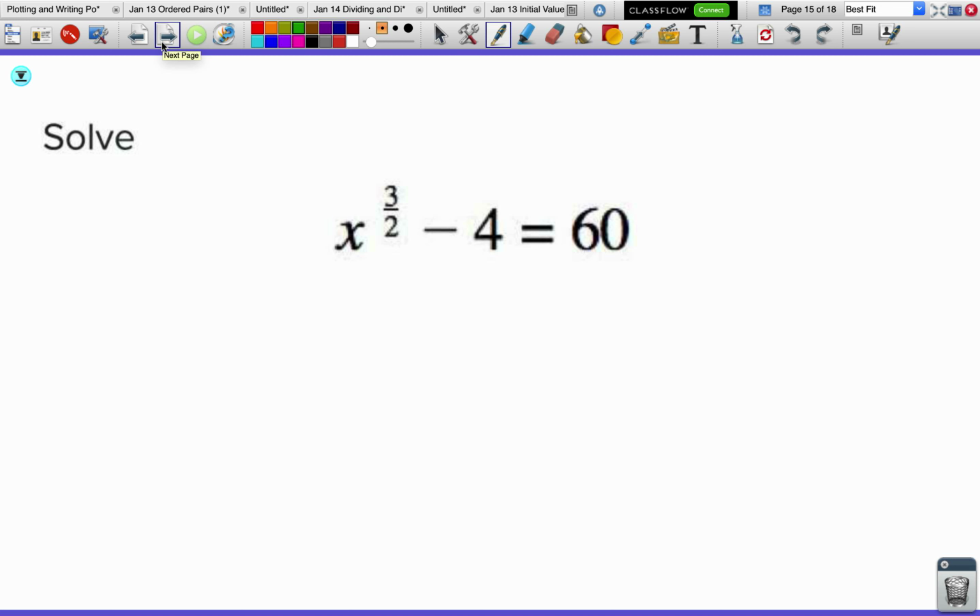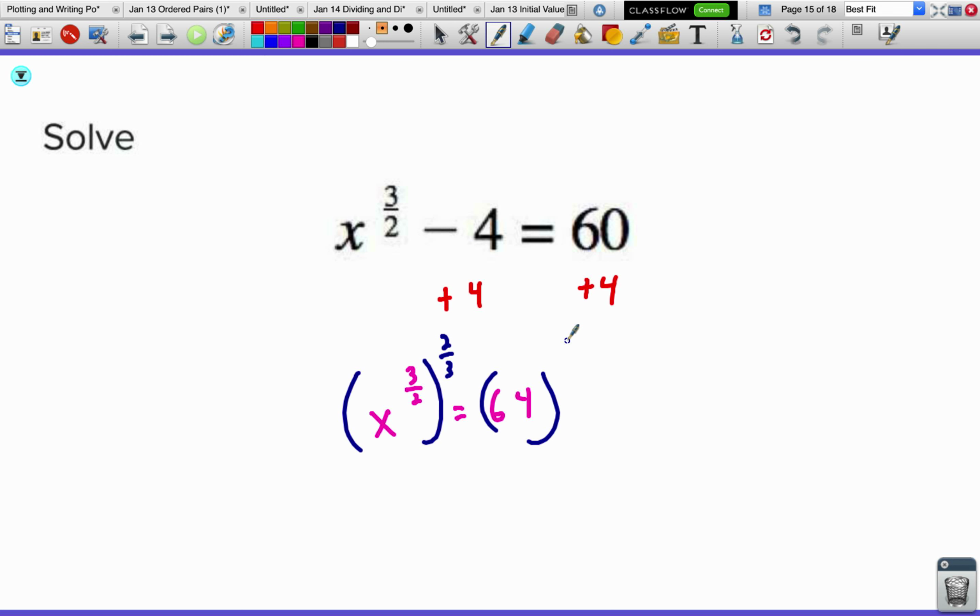All right, now let's use some rules in solving. Here we go, x to the 3/2 minus 4 equals 60. Let's add 4 to both sides. I'm going to try to isolate that variable. x to the 3/2 equals 64. Now we can use the power to a power rule to get rid of this 3/2. Just raise both sides to the power of 2/3, the reciprocal of 3/2. Because when you multiply a number by its reciprocal, it becomes a 1. And now I would just have x by itself equals 64 to the 2/3.